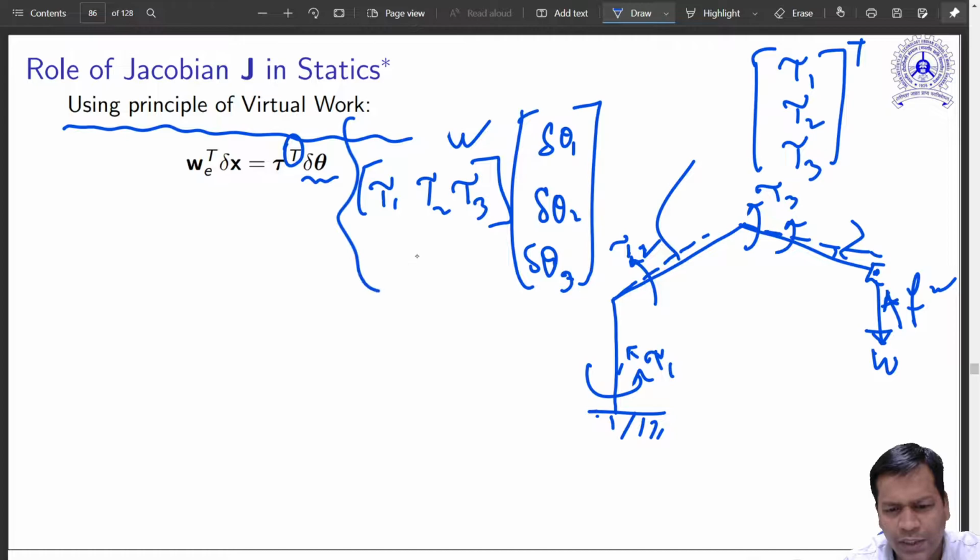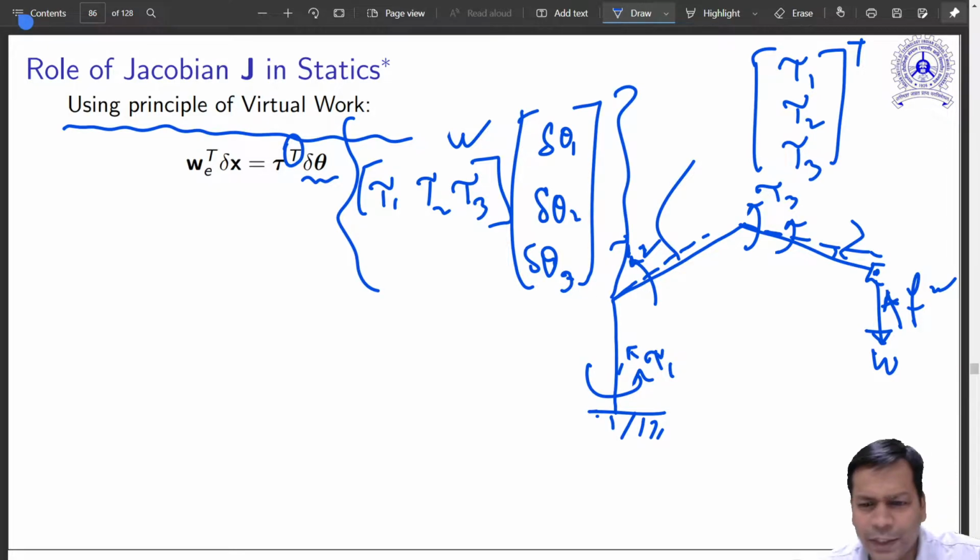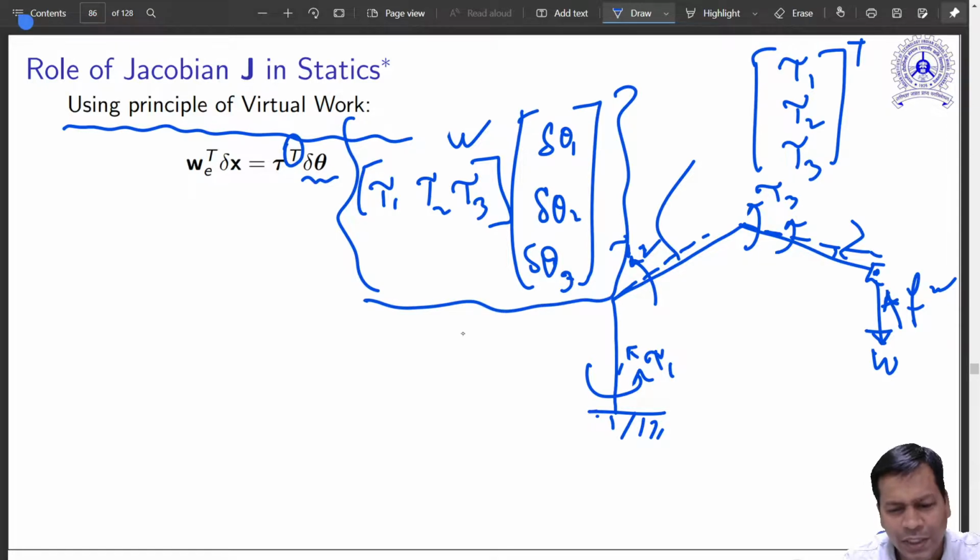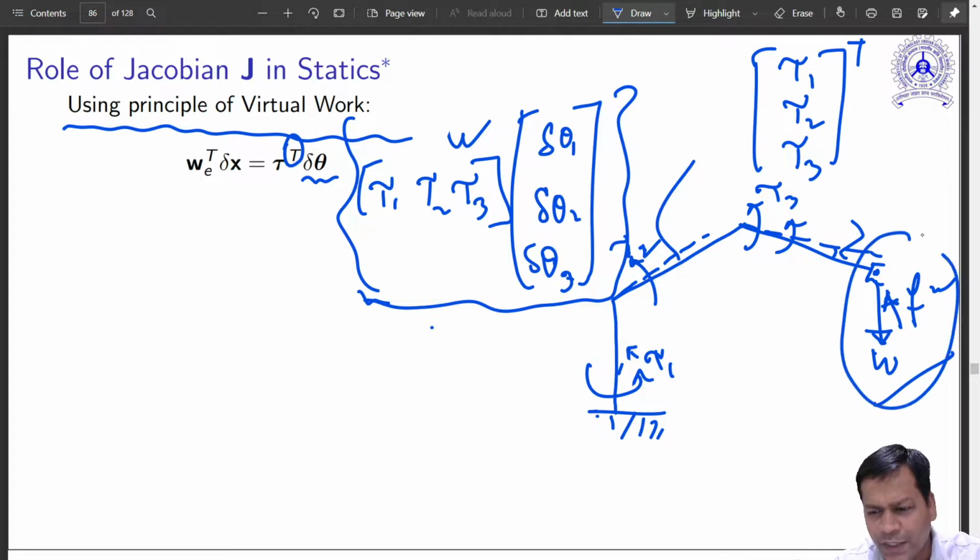Product of this and this. What does this say? Torque into displacement, force into displacement. It is age-old stuff. So this is the work done by the forces on the robot. This is the work done on the robot, at the joint level. That is the outcome of the external force at the joint level.